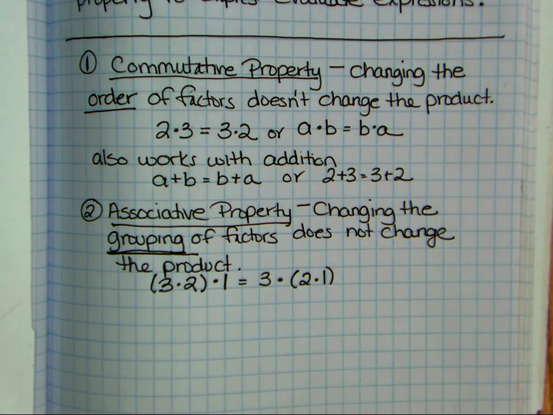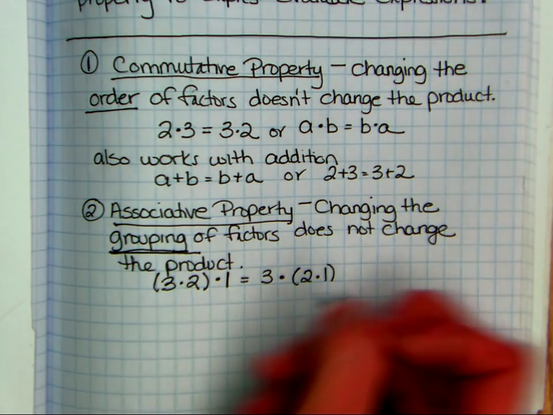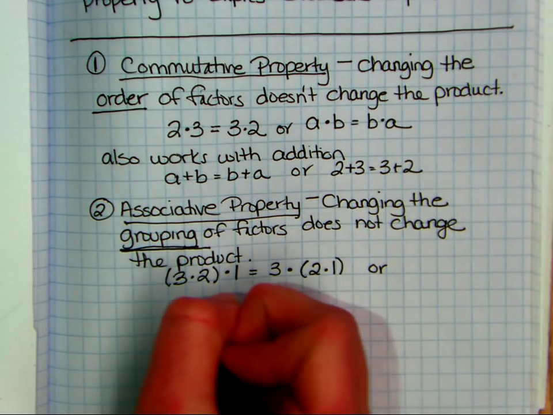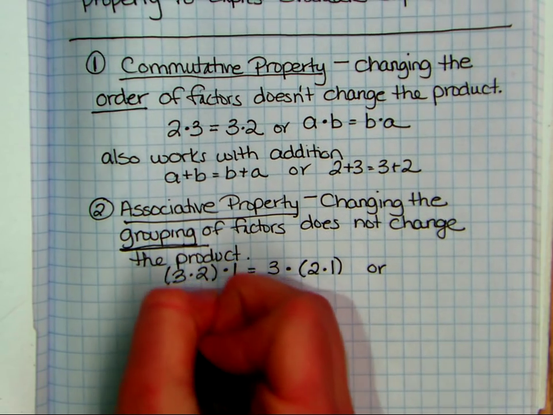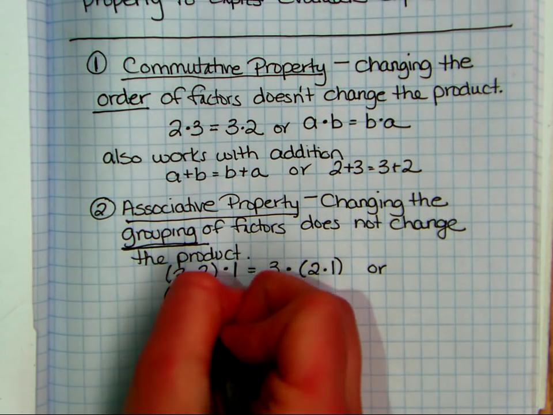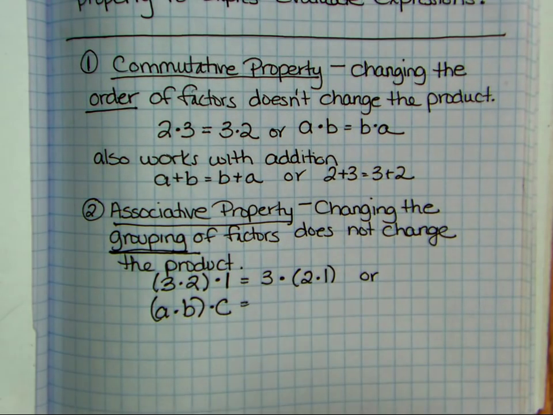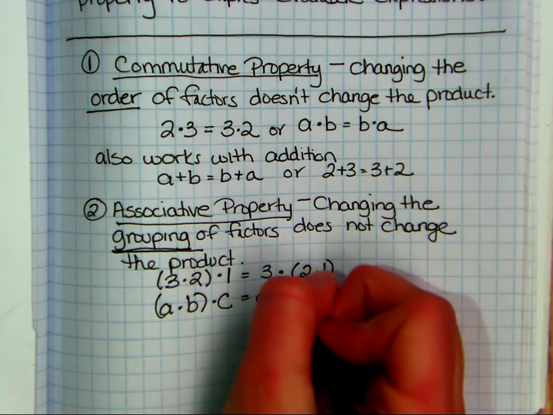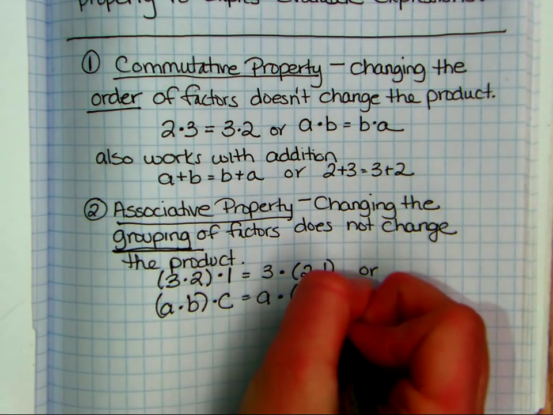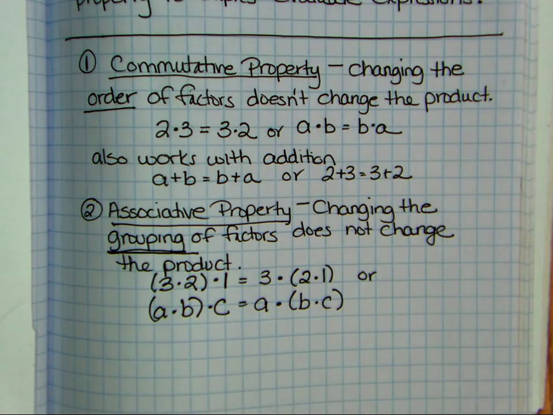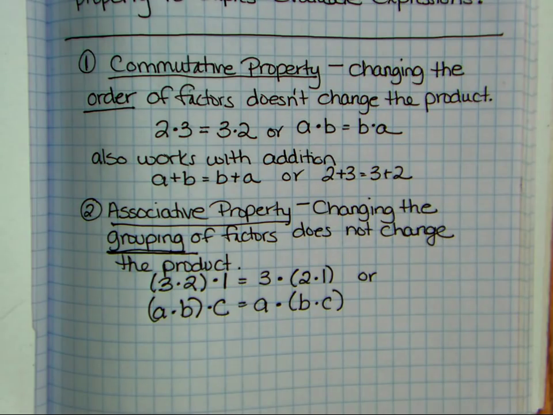Okay? So let's look at this in terms of algebra. This would be like if I were to have A times B in parentheses times C would be equivalent to A pulled out of the parentheses times B times C. So it doesn't matter where I put the parentheses. In the end, if it's all multiplication, it's not going to make a difference. It will stay the same. And that's the associative property.